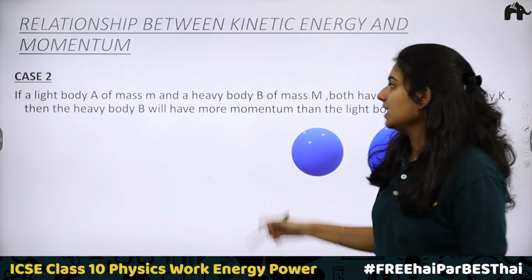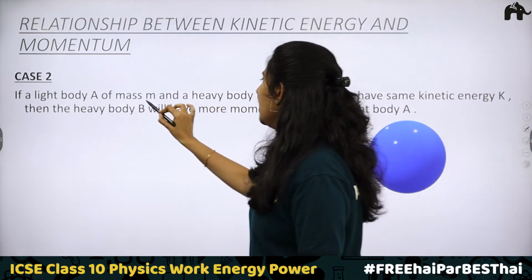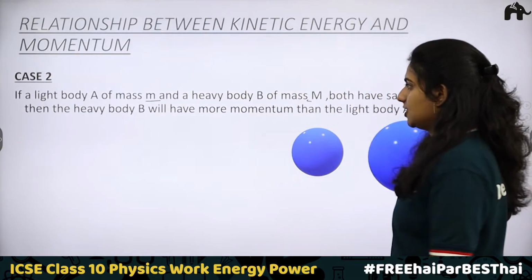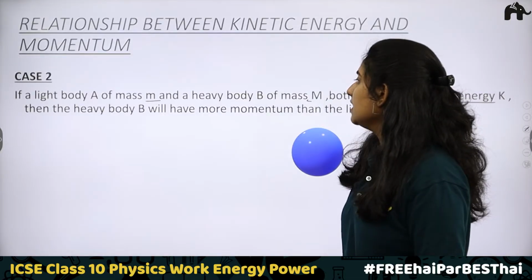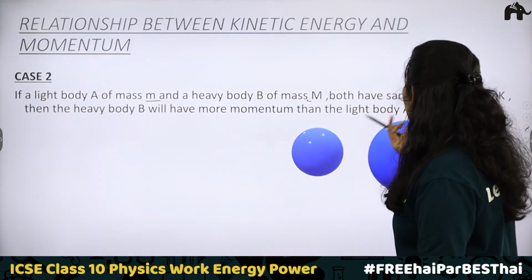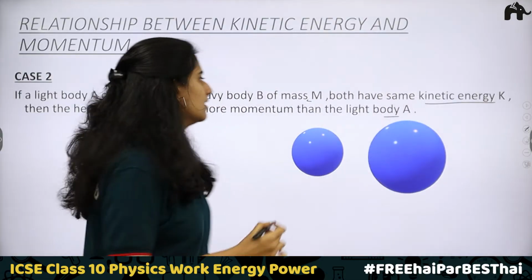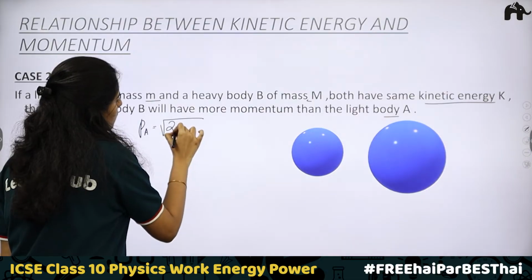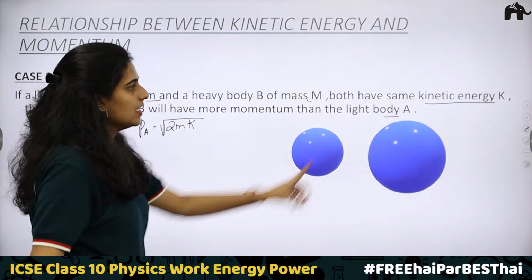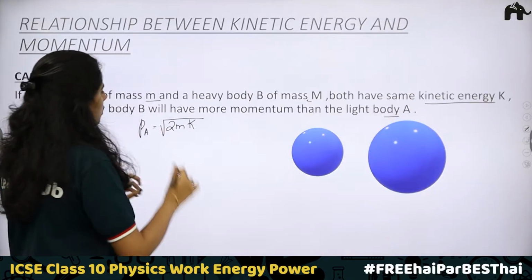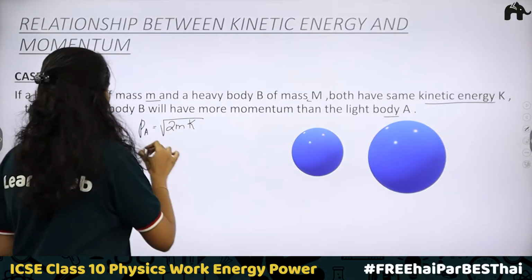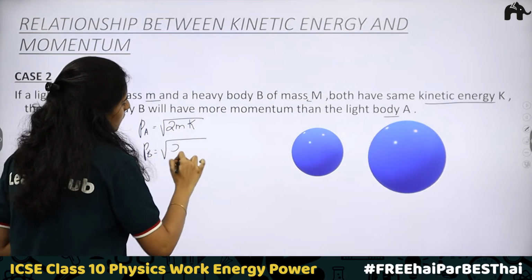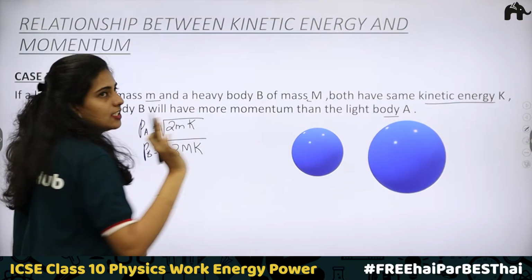Clear? Now the second case, if a light body A of mass m and a heavy body B of mass capital M both have same kinetic energy, then the heavy body B will have more momentum than the light body A. Take momentum of first body. Pa will be equal to root of 2mK. Okay, K is the kinetic energy of both the bodies. Mass of the first body is small m. Momentum of the second body, Pb, is equal to root of 2 capital M K. Kinetic energy is a constant.